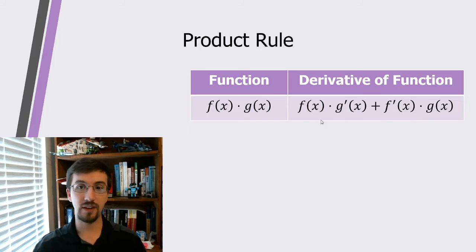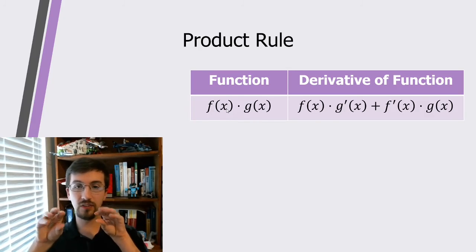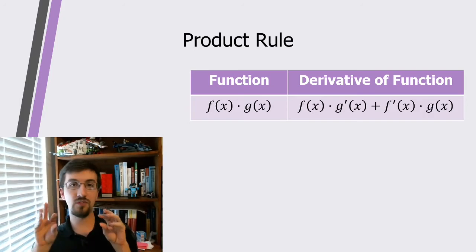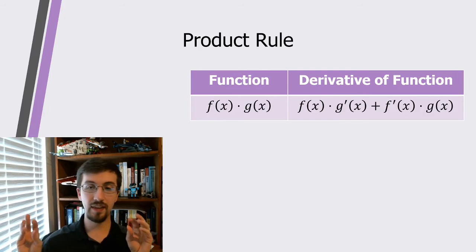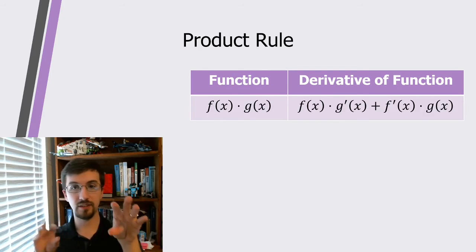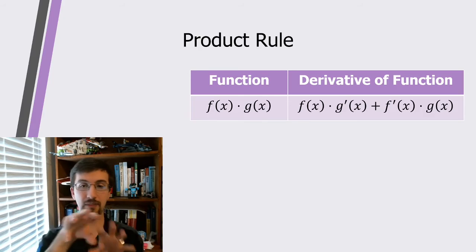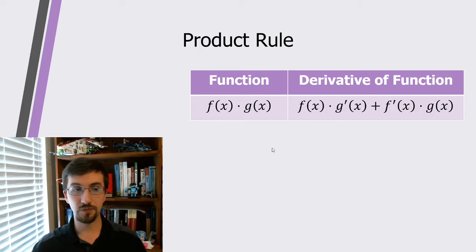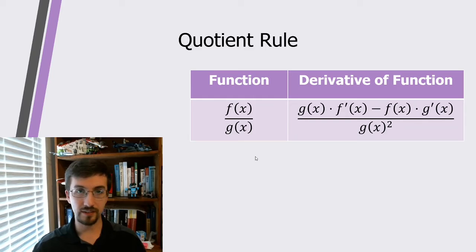So I always say it really fast. First times derivative of the second plus second times derivative of the first. That's a lot. You know, just work on learning it. But basically the idea is you take each of your two pieces, take each of their individual derivatives, and then you kind of play the mix and match game in this form, and that'll get you what you need.